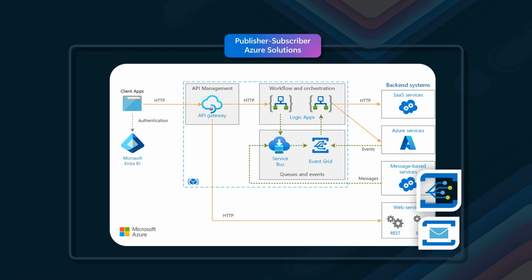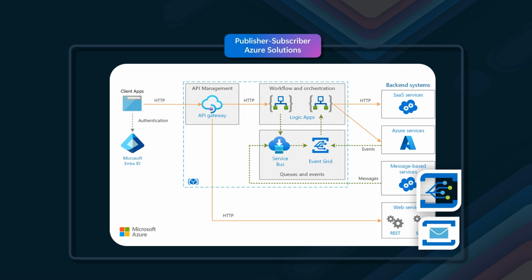The authenticated requests from client applications are routed through an API gateway. The API gateway handles request routing, composition, and other tasks such as rate limiting and security enforcement. Within the workflow, in the orchestration layer, logic apps are used to define and automate workflows. Logic apps can receive HTTP requests and orchestrate various backend tasks.